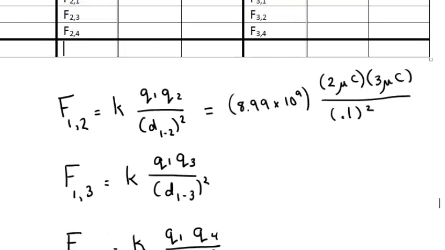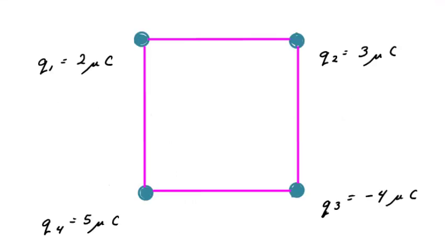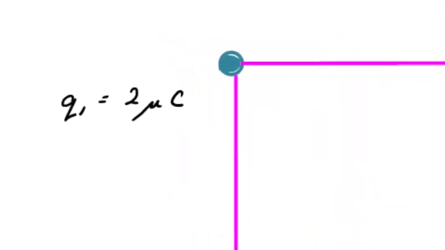The first force, that between charge Q1 and Q2, is straightforward in doing the substitution. We have K, 8.99 times 10 to the 9th. We have Q1, 2 microcoulombs. Q2, 3 microcoulombs. And of course the distance between charge Q1 and Q2, 0.1 meters, 10 centimeters, and that distance of course is squared.